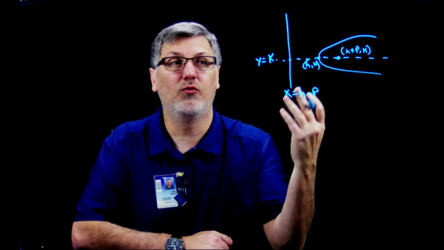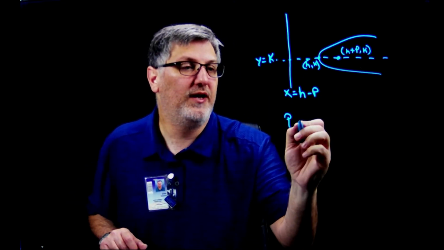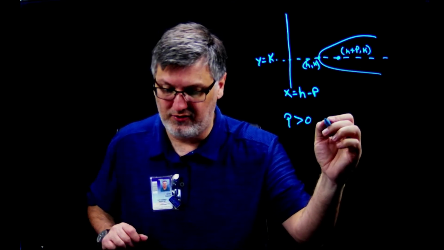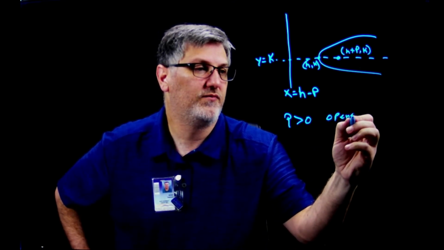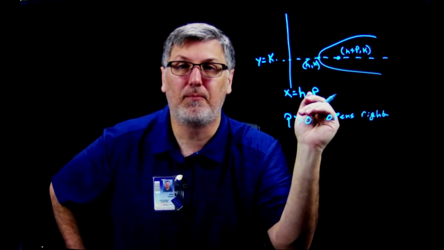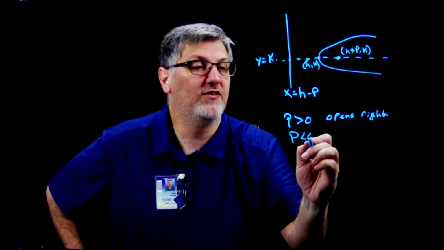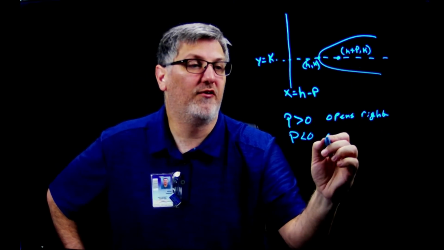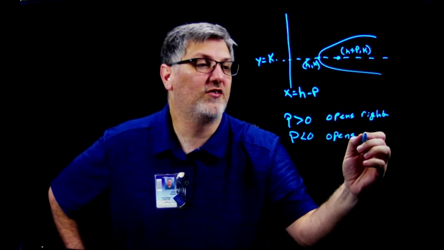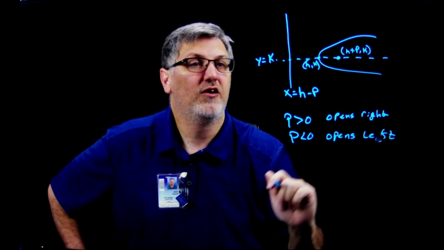So we've talked about the upward facing, the downward facing. I'm going to show you the formulas to tell you when this is right facing or left facing. Okay, if p is greater than 0, it opens right. It opens in the right direction. So here I know that my p is a positive direction because it's opening to the right. But if my p is less than 0, that means it's going to open to the left. Everything else still works the same. You're just going to graph it differently.